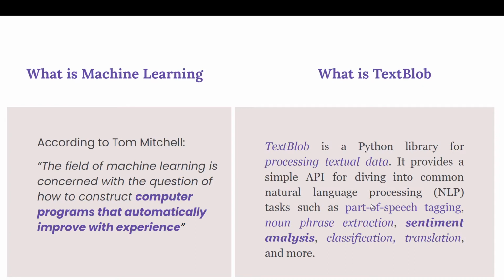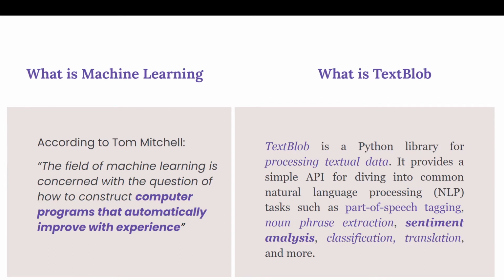What's machine learning? Machine learning is a program that automatically improves with experience. So we have data that has been collected at some point, and the program learns from that data.